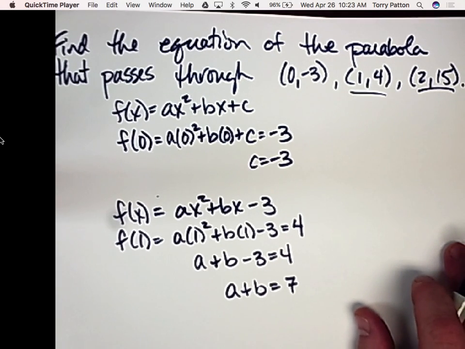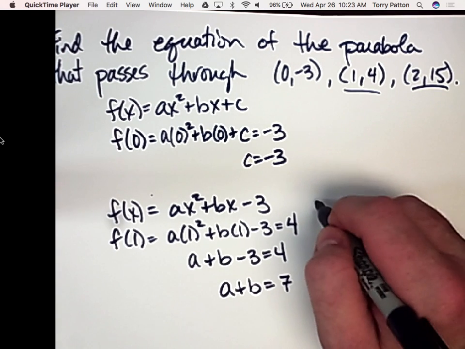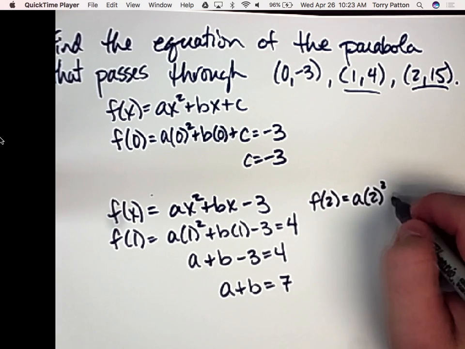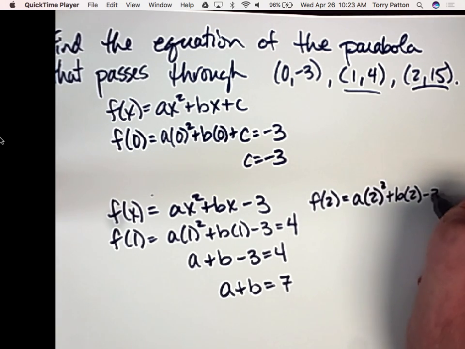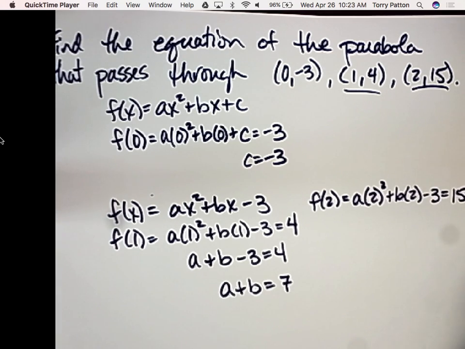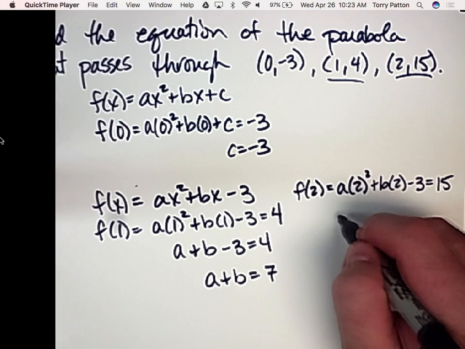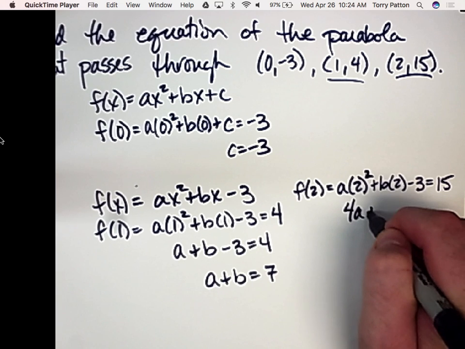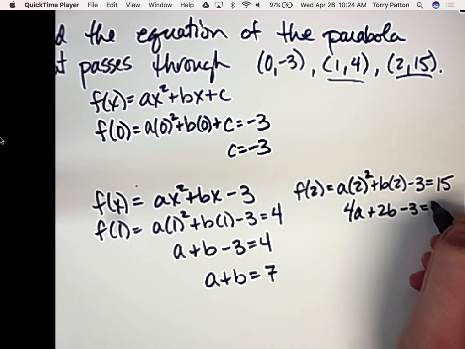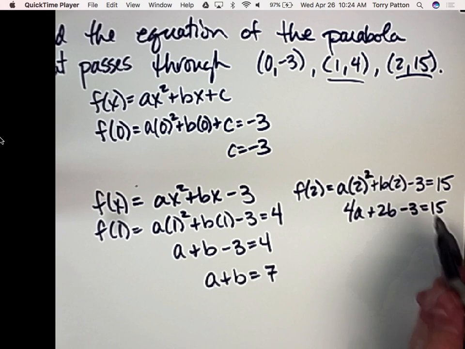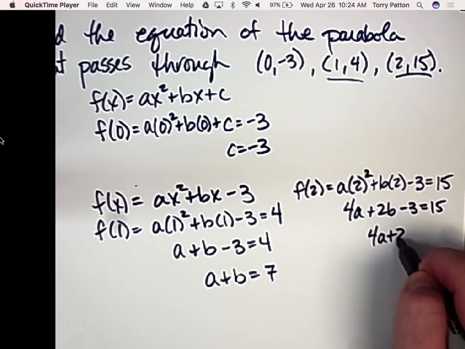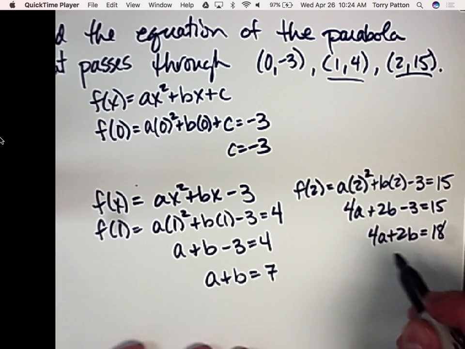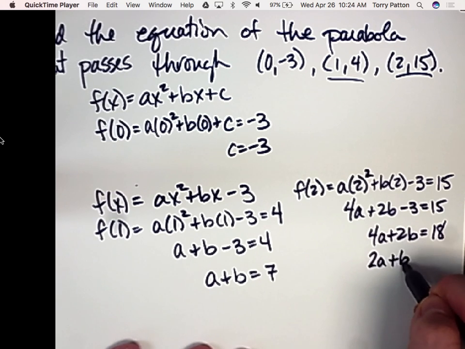So then go to the other point. When x is 2, y has to be 15. So f of 2, which is a times 2 squared, plus b times 2 minus 3 has to equal 15. So that is 4a plus 2b minus 3 equals 15, which means 4a plus 2b equals 18. And I would divide everything by 2. 2a plus b equals 9.